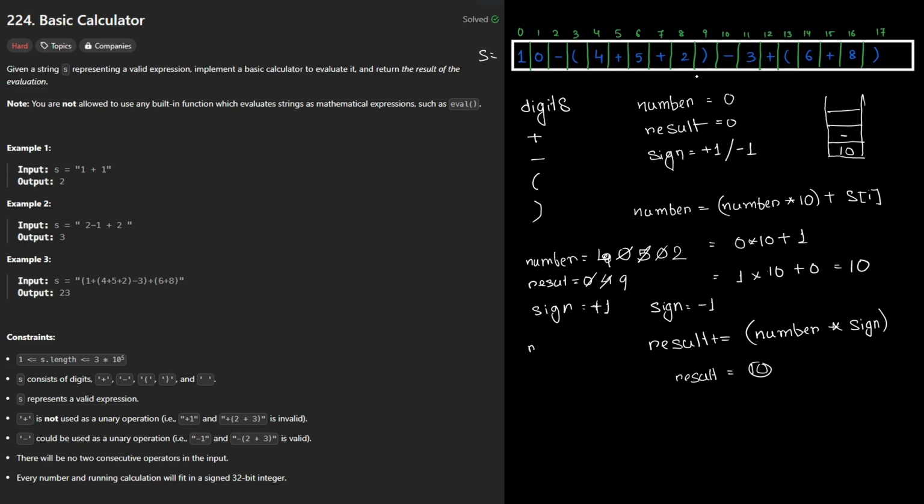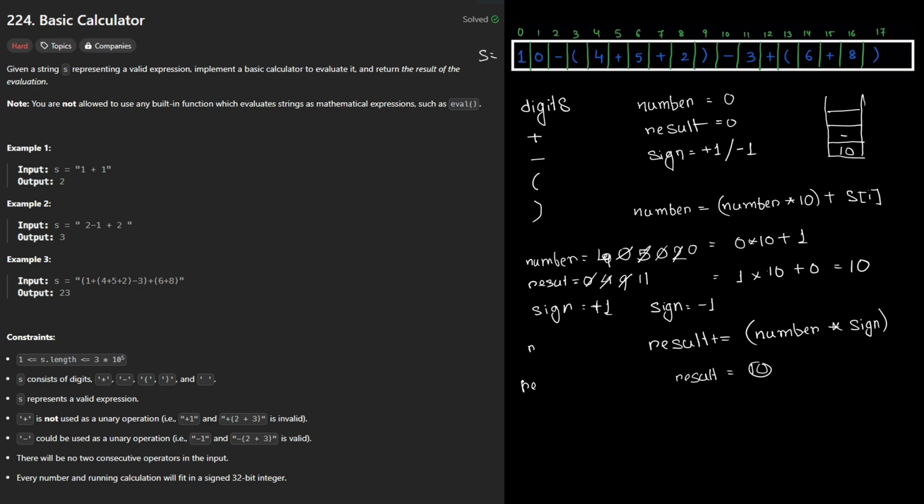Then during closing a bracket, what we're going to do is, once we are getting a closing sign, the first thing we do is take whatever result we have and the number, and add that to our result. So once you're adding that to result, 2 would become 0 and this is going to be 11, and it is going to be positive as usual. So that would be our total value.